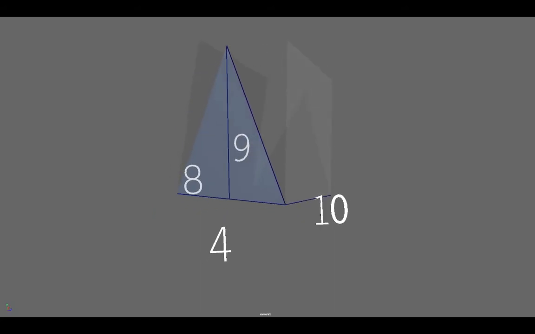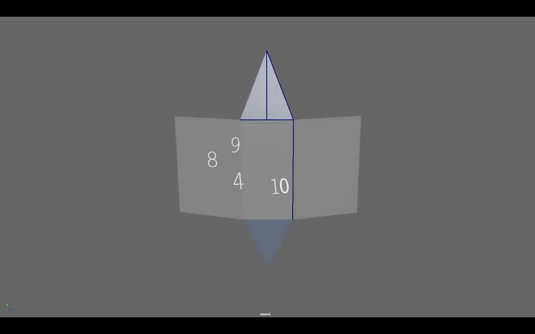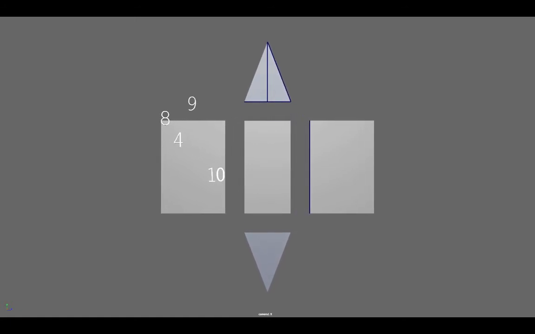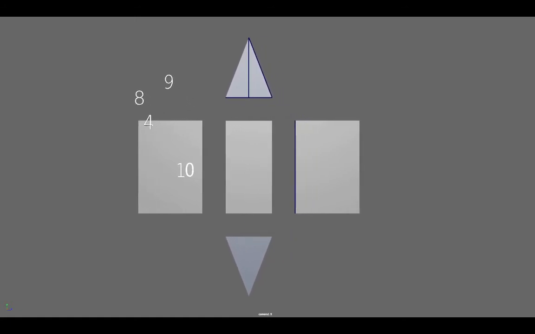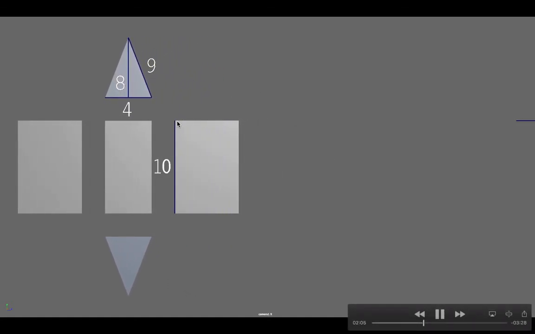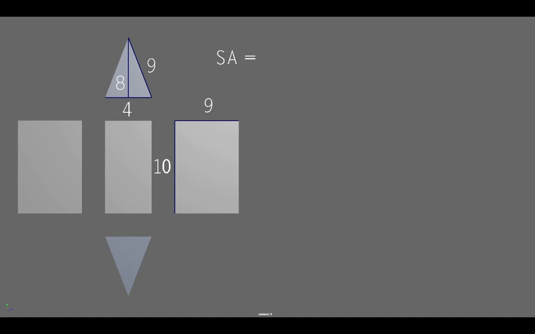We will open this up and view it as a composition of its two-dimensional surfaces. Now this side of this lateral surface shares that side of the triangle, so it also has a length of 9. We begin calculating surface area with the area of our triangle. 1/2 times base times height gives us 1/2 times 4 times 8. Because there are two congruent triangles, we can go ahead and multiply this quantity by 2.